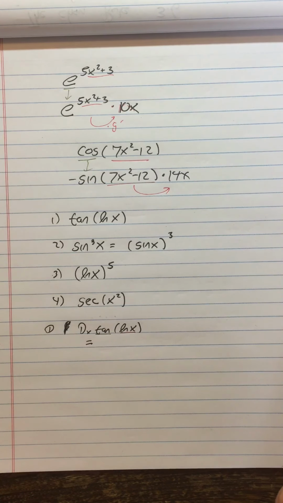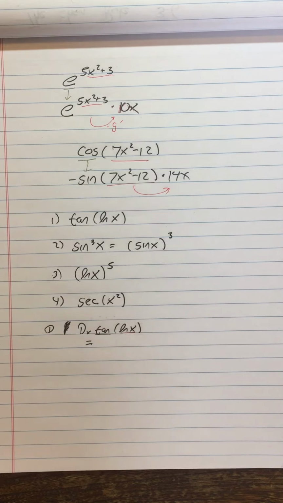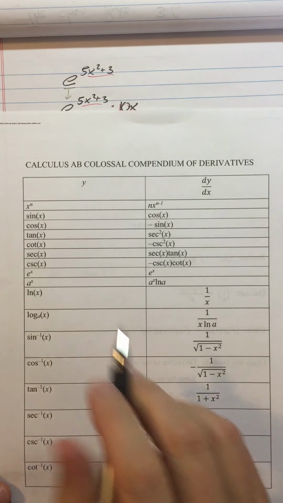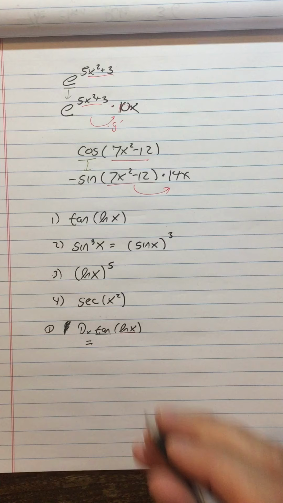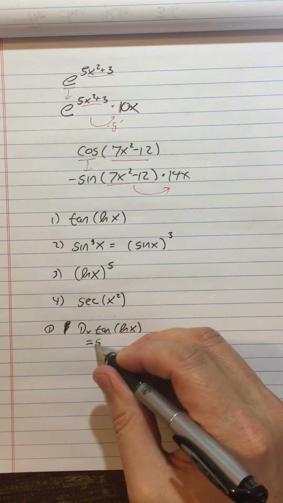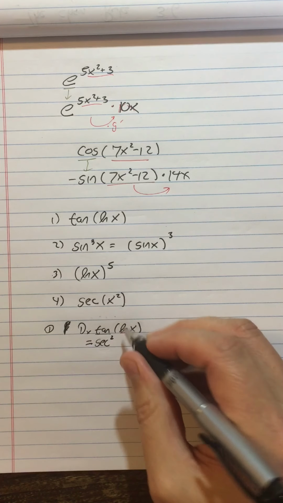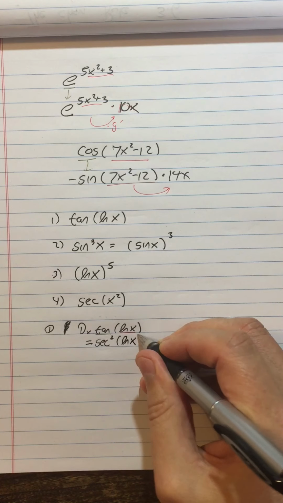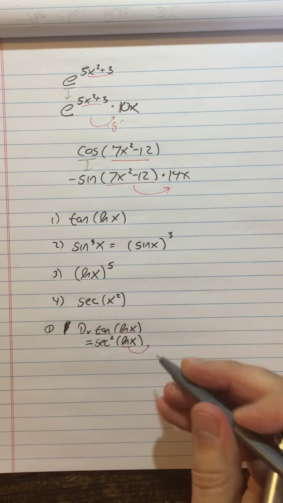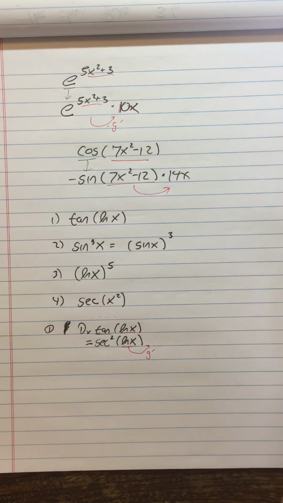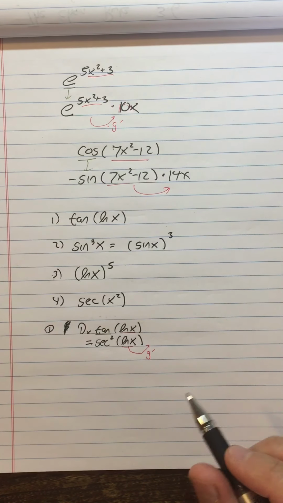All right, so do the derivative of the outside function. What's the derivative of tangent? I can't remember. Perhaps I will look on my colossal compendium of derivatives, and there's tangent. Oh, it's secant squared. Yeah, I'll have to try and remember that for next time. Okay, derivative of tangent is secant squared. All right, keep the inside function the same. Then multiply by the derivative of the inside function. I often make a note that's g prime, where g is the inside function.